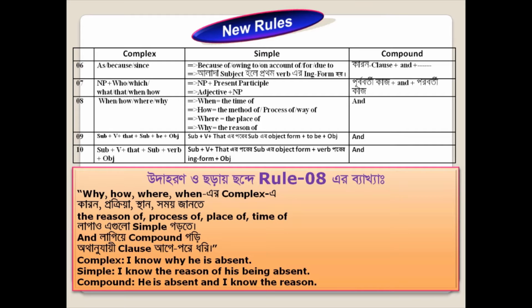in complex, you will have to use subject plus verb plus that, then the object form of the next subject plus to be plus object in simple. You will have to use only and in compound.